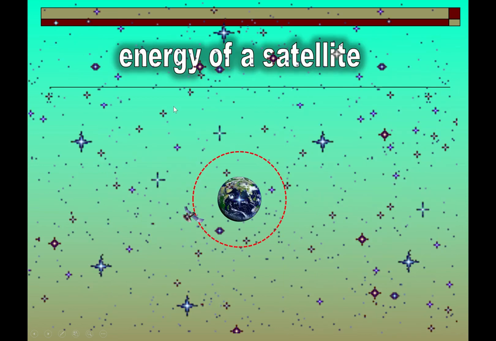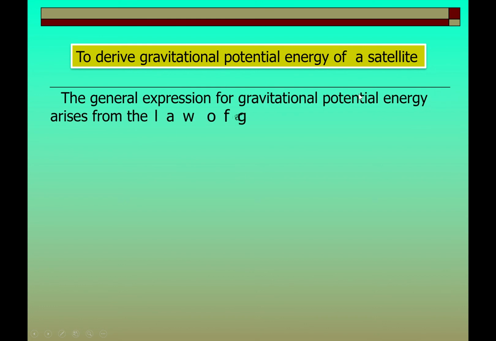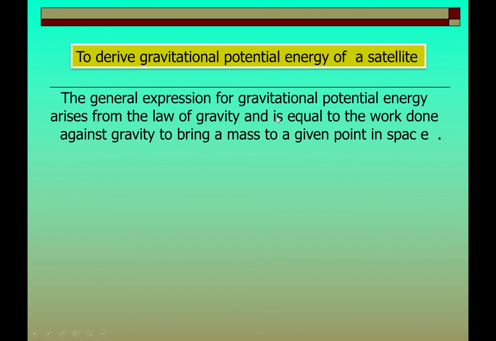In this video, we are going to discuss the energy of a satellite. First of all, we are going to derive the gravitational potential energy of a satellite. The general expression for gravitational potential energy arises from the law of gravity and is equal to the work done against gravity to bring a mass to a given point in space.